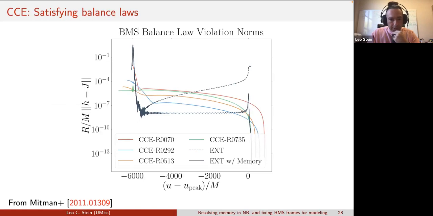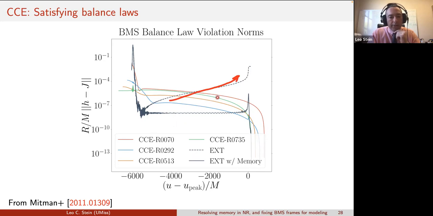I think I can probably safely skip this. These are just the things that we do in numerics to make sure that we're solving the equations that we think we're solving. So this is checking how well the Bianchi identities are being satisfied. There's time on the horizontal axis, the error in some quantity on the vertical axis, and the extrapolated data is the dashed curve. This is the old technique. You can see that it's making errors. As time goes on, these errors accumulate.